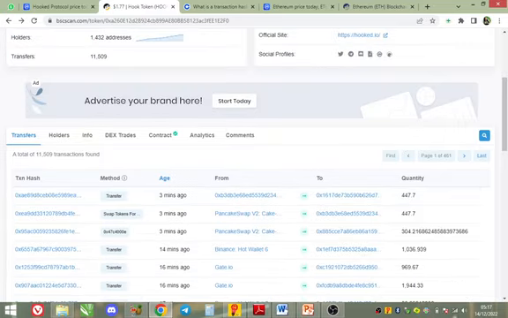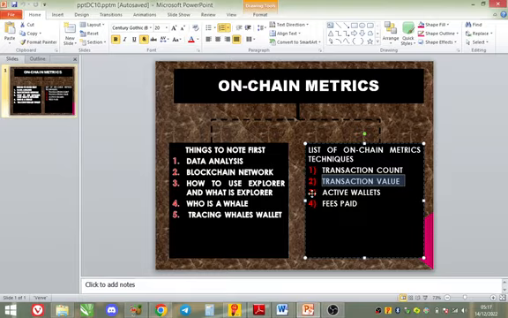Now another thing is your active address. Your active address.